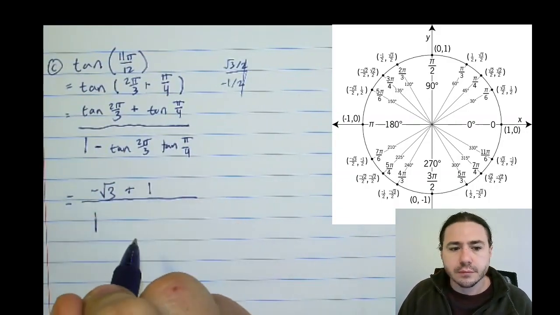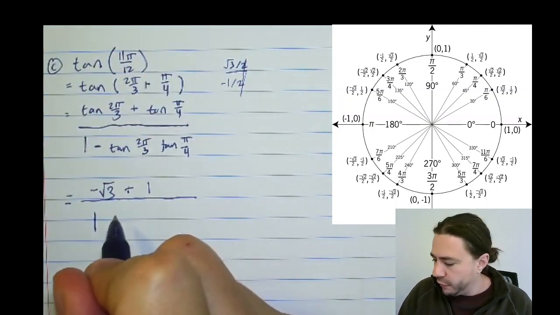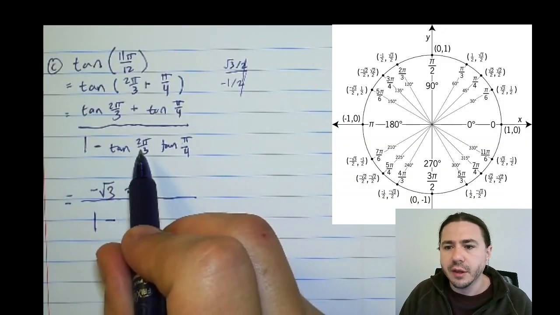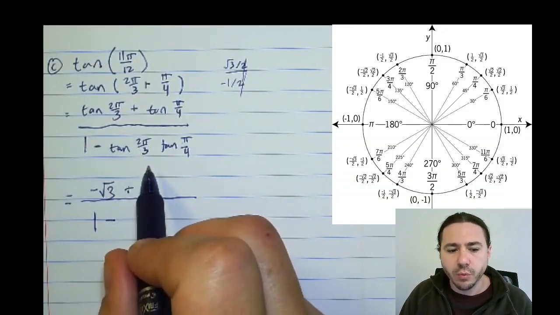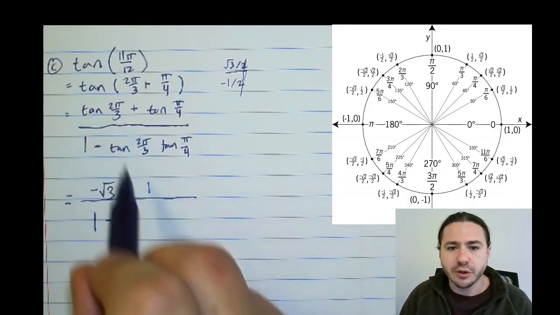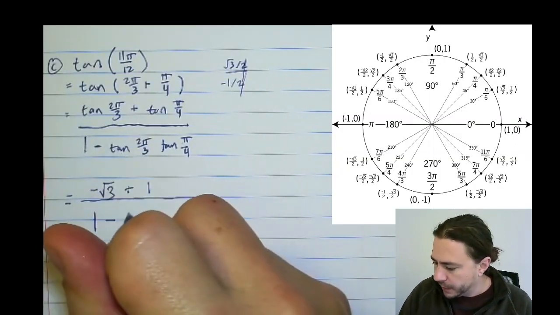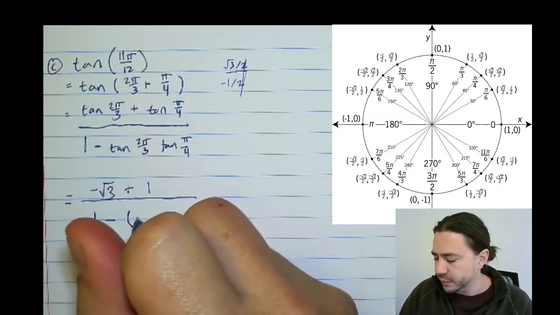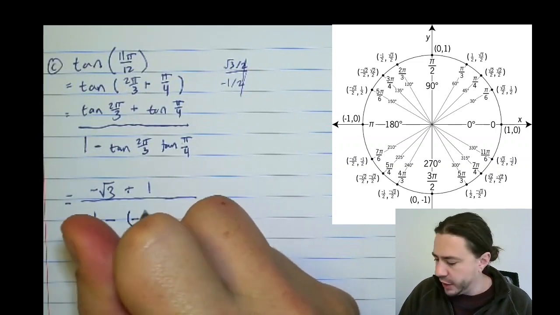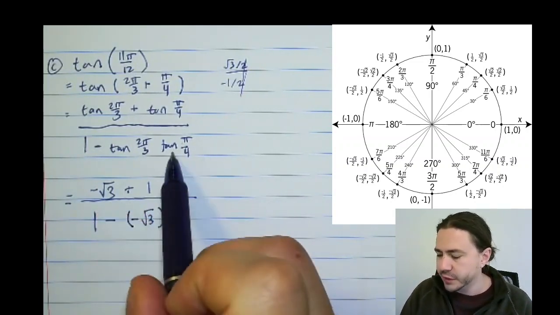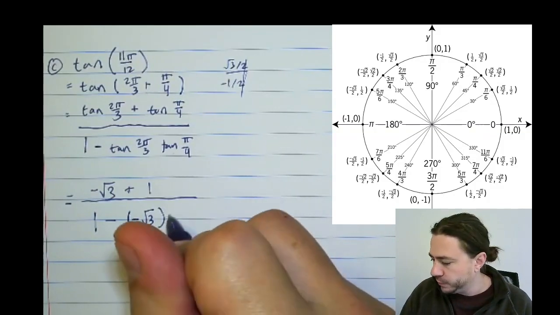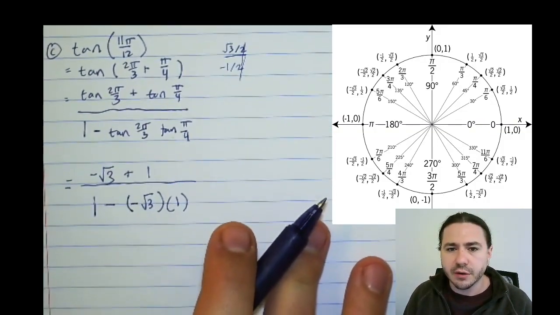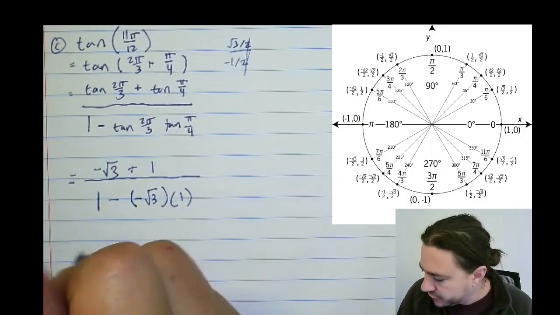And then we have 1 minus tangent of 2 pi over 3. So I'm looking back at 2 pi over 3. We've already evaluated that, right? So we don't need to do that again. I'm going to put it in parentheses at first, but you'll see we might need to simplify that. But we get negative root 3 times tangent of pi over 4. We already did that as 1.